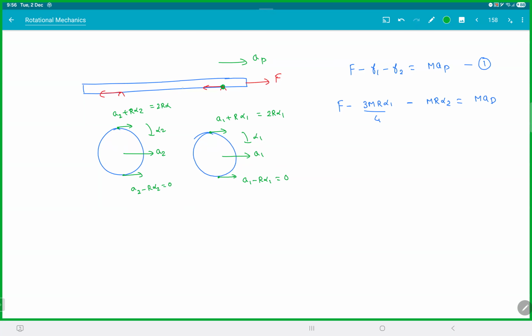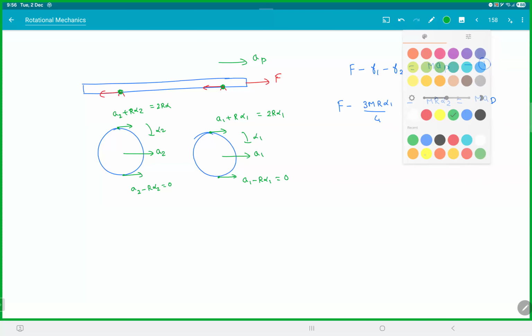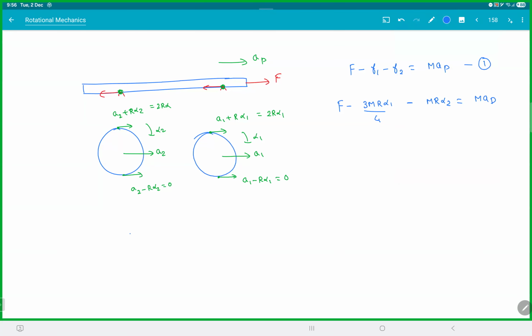And this is touching this point here and this point here. So no slipping condition at the topmost point will have acceleration of the plank must be equal to 2R alpha 2 and also 2R alpha 1. Great. I think now you got everything you want. So F minus 3m. What is R alpha 1? AP by 2. What is R alpha 2? AP by 2 is equal to MAP.